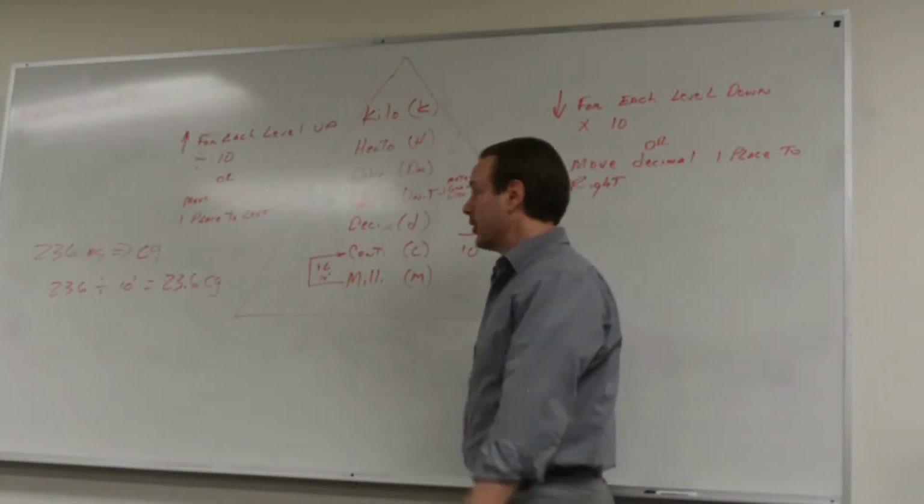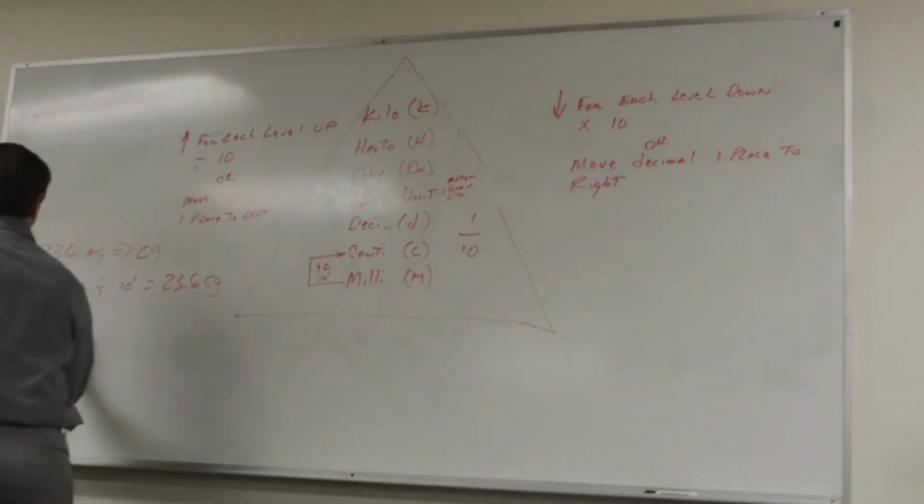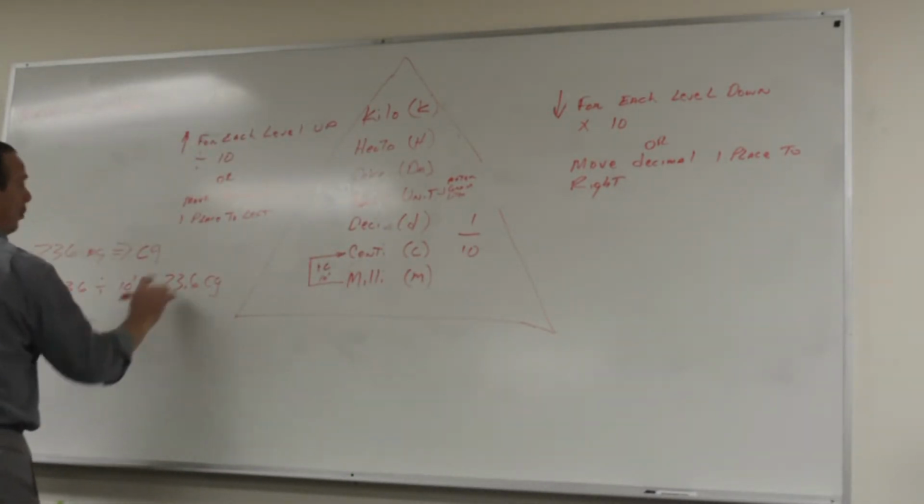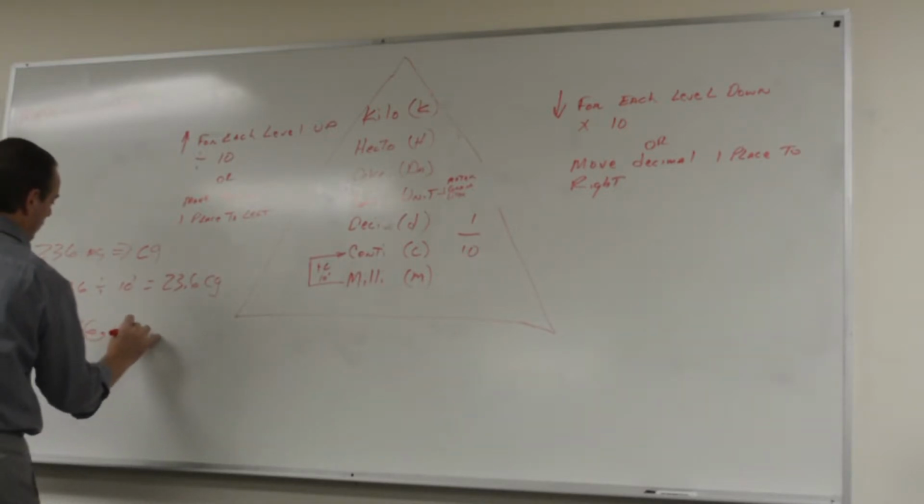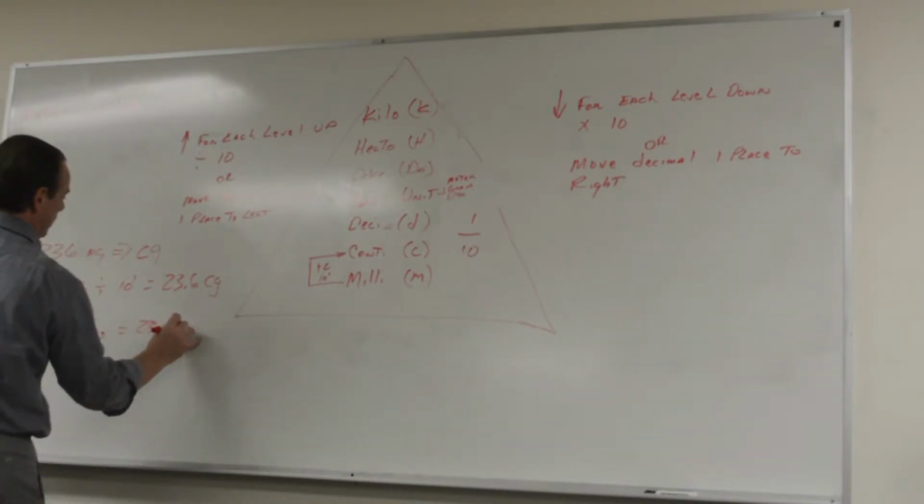Right? That counts. Or we could come over here and say, what else could we have done? 236, move the decimal 1 place, right? 1 level, move it 1 place to the left, it goes from here to here. It would equal 23.6 centigrams.